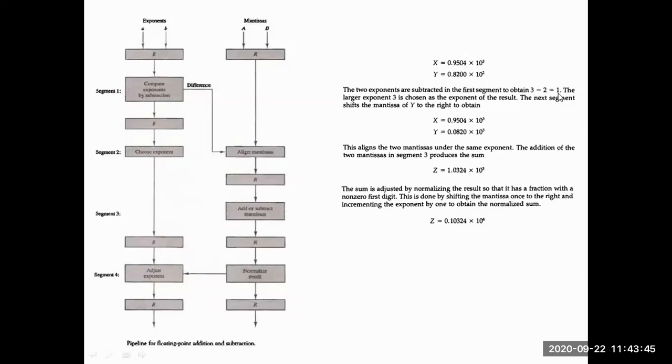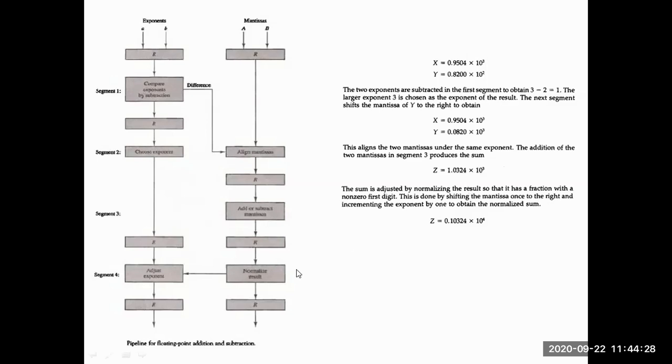Then the next job, based on the result of this subtraction, will be the alignment of mantissas. So the second segment will be alignment of mantissas, right? And when we align these mantissas, that is, we shift one place. At the same time, we have chosen this 3 as the final exponent. So in this segment 2, we will choose the final exponent. Then in the third segment, we will do the actual operation, that is addition or subtraction of mantissas, obviously.